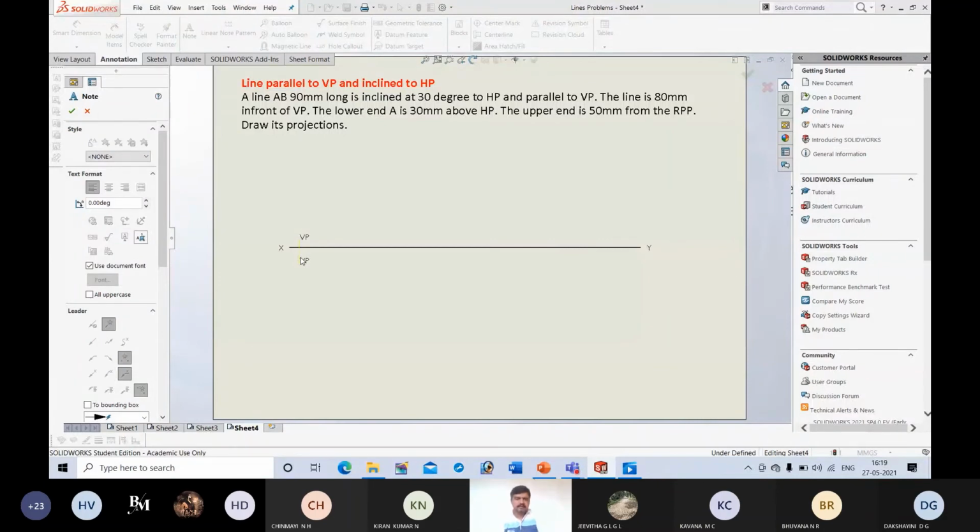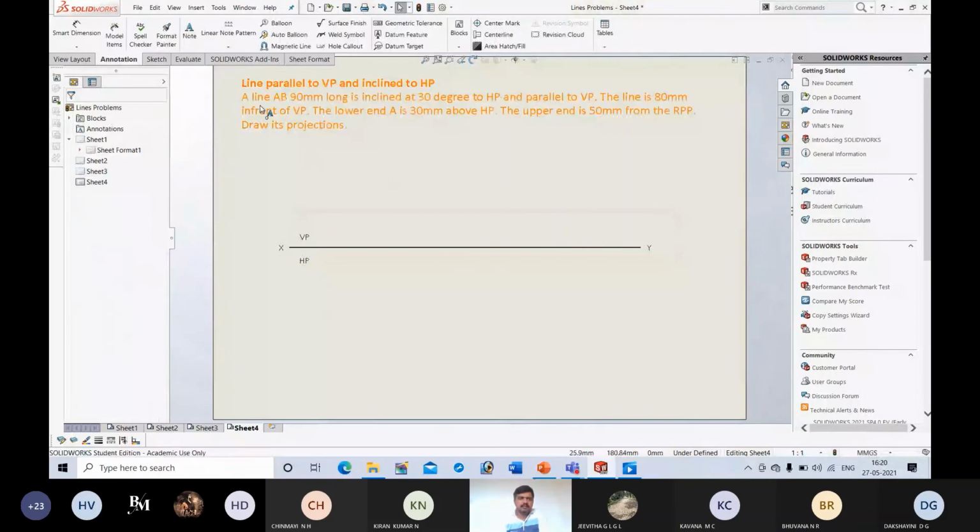Next, consider the given data. Line AB 90 mm long is inclined at 30 degree to HP and parallel to VP. The line is 80 mm in front of VP, the lower end A is 30 mm above HP, the upper end is 50 mm from the RPP. So first I should locate the points.